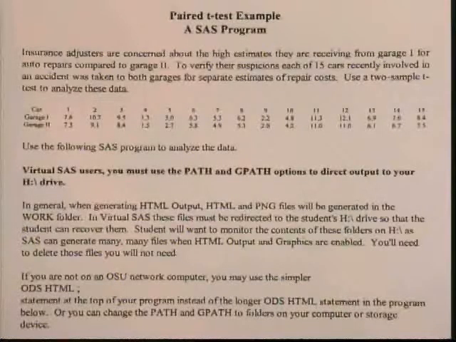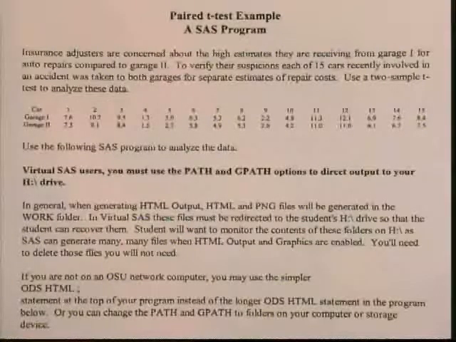Okay, these data are paired. Why? It's the same car, same damage, being evaluated at 2 different places. So the level of damage doesn't change, right? It's 2 places evaluating the same thing. That's what makes it paired.